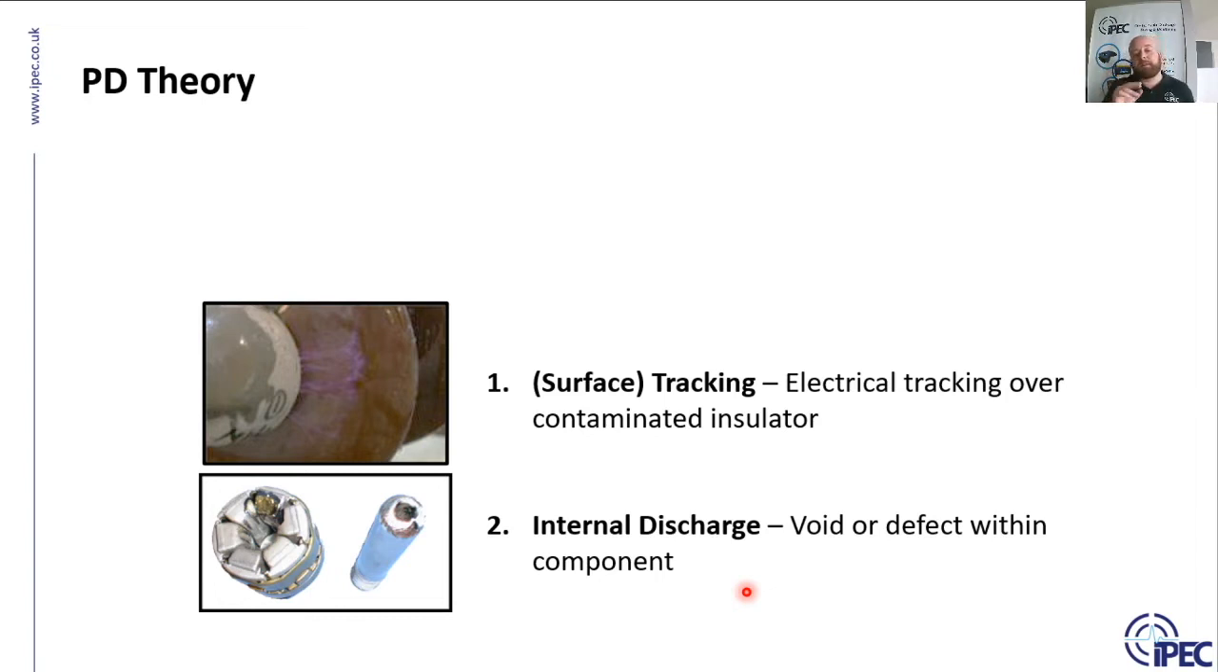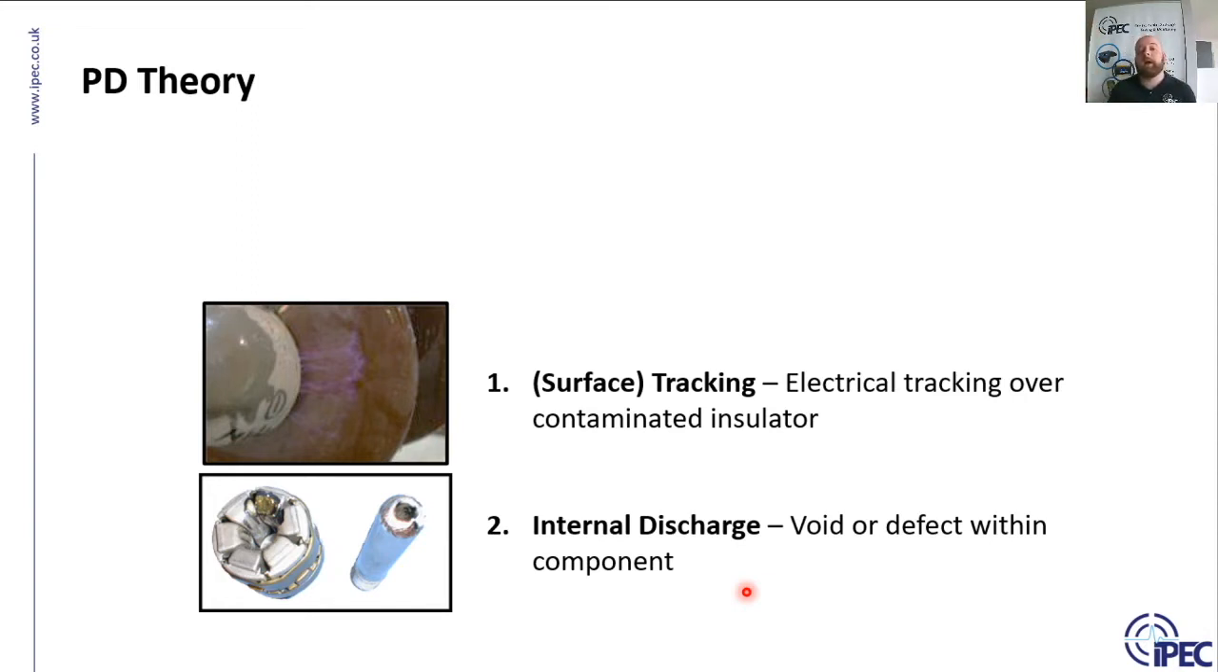Now, as you can imagine, with both of those defect types, they can occur across different parts of the network. They can occur anywhere within a switchgear, because obviously you've got high voltage running throughout the switchgear, you've got insulation throughout the switchgear, and any component of that insulation could be damaged, which could cause a partial discharge to emerge.